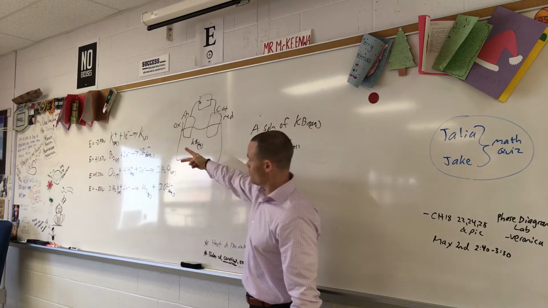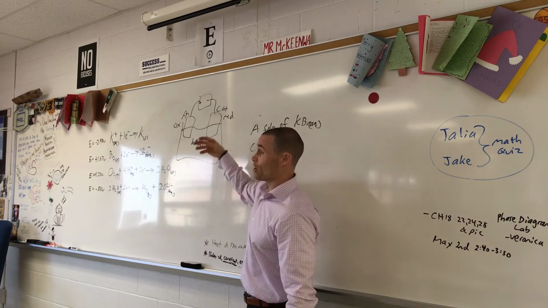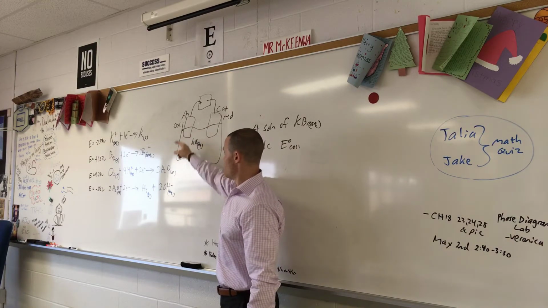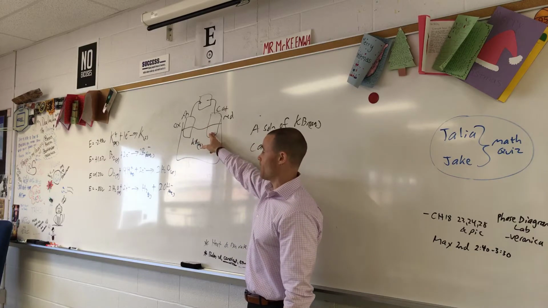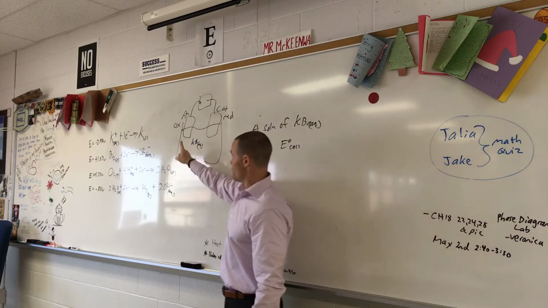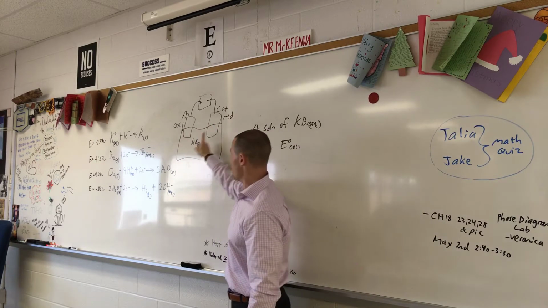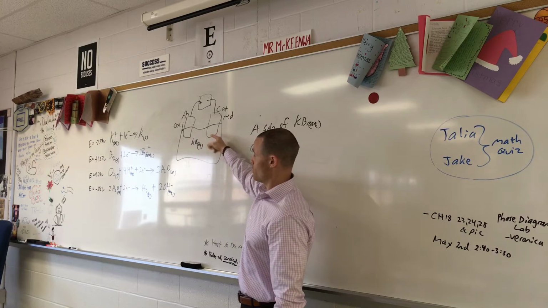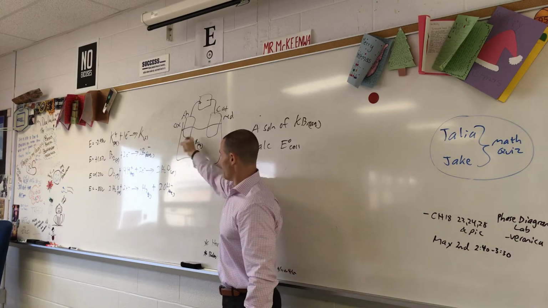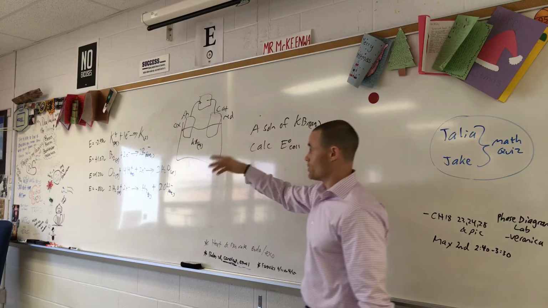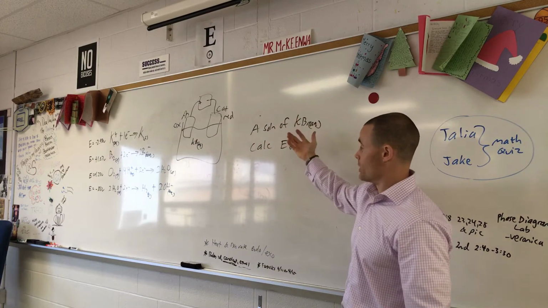You have two half reactions that could possibly happen here, and two half reactions that could possibly happen here. Only one of these is the half reaction going on here, and only one of these is going on here. So you have four options, one here, one here. So you have to figure out which one is which.